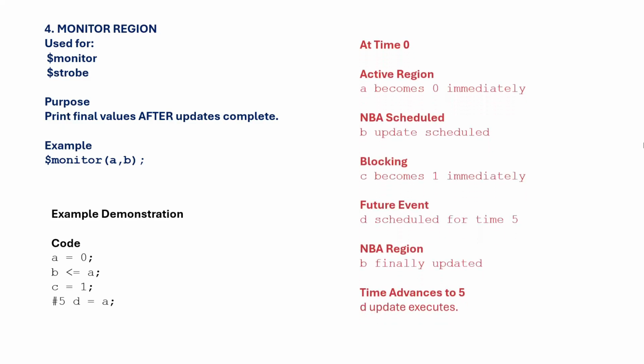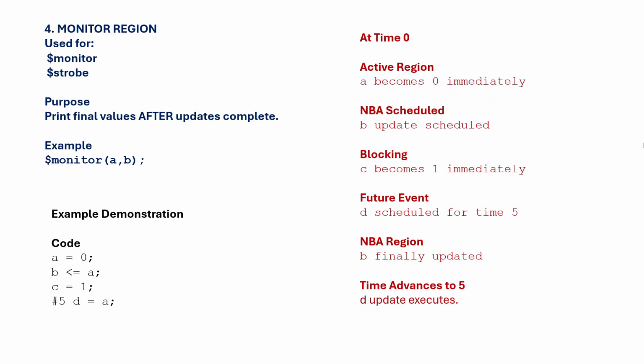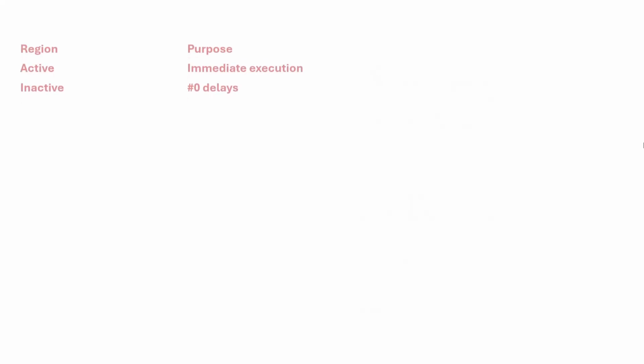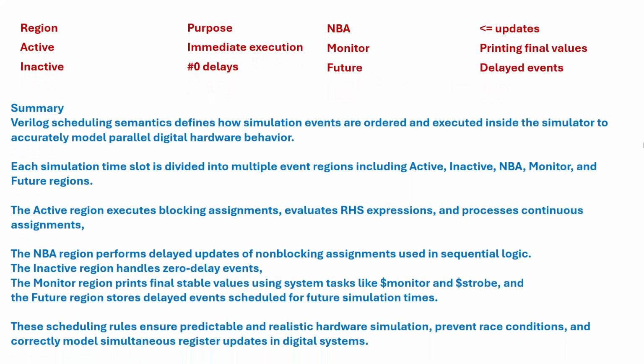Okay, so these are the times where each is executed exactly. Why do we need these regions? Because in Verilog all the statements are executed in parallel. So that's why these regions are important: we will know which one is executing first and which one is executing last. These are the regions and the summary.